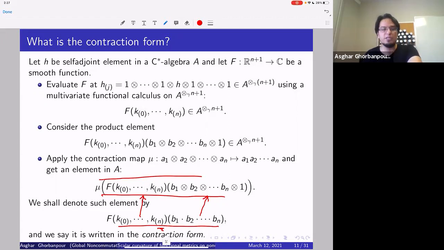So these are notations that were used in Matthias Lesch's paper, and we are following exactly the same steps there. I'm just reporting that basically. I'm not adding anything there.